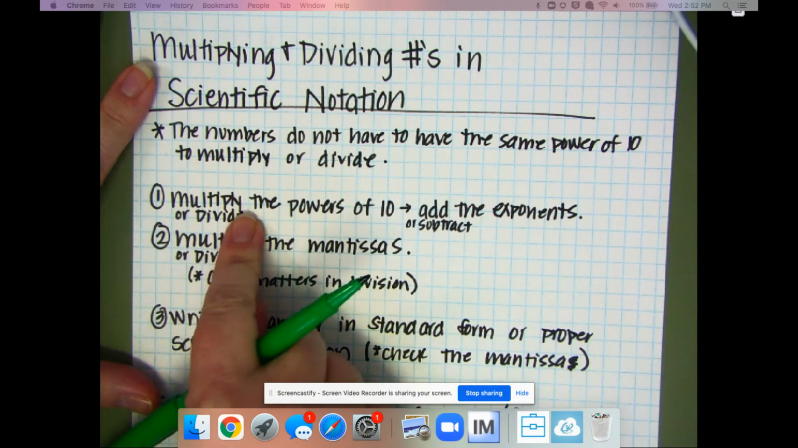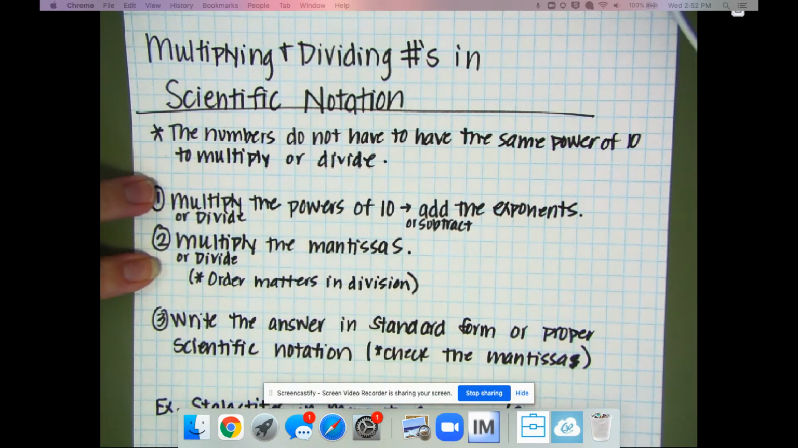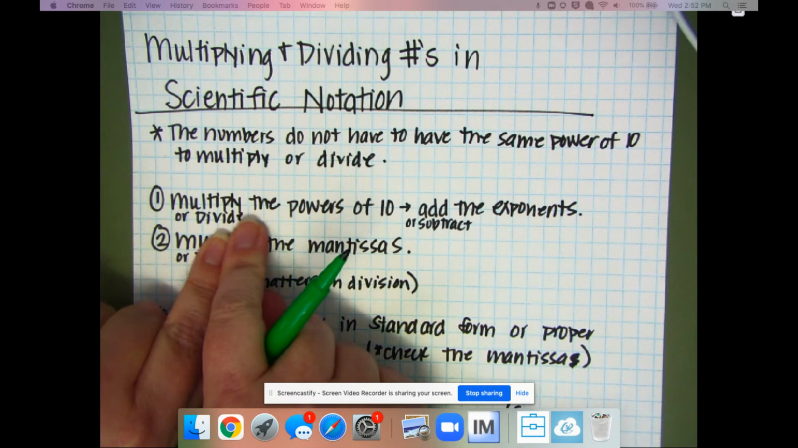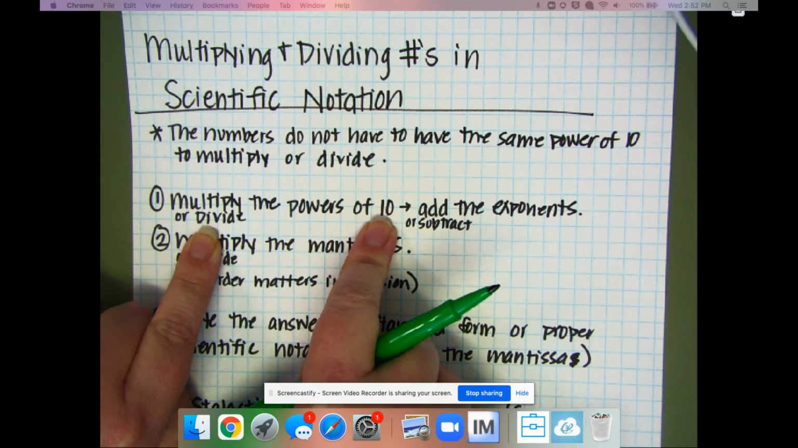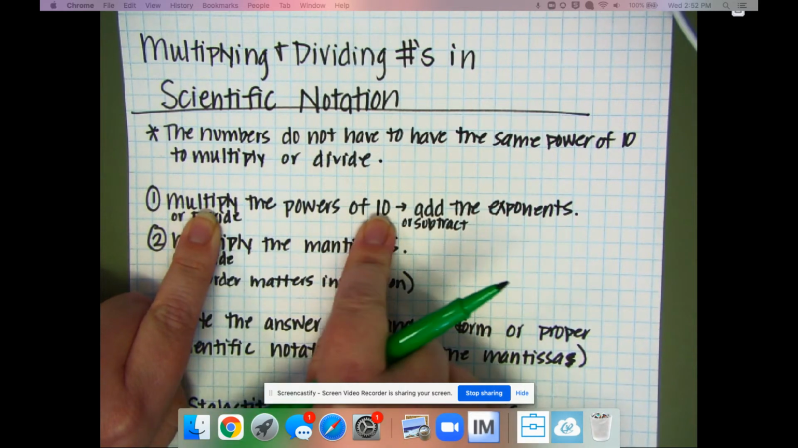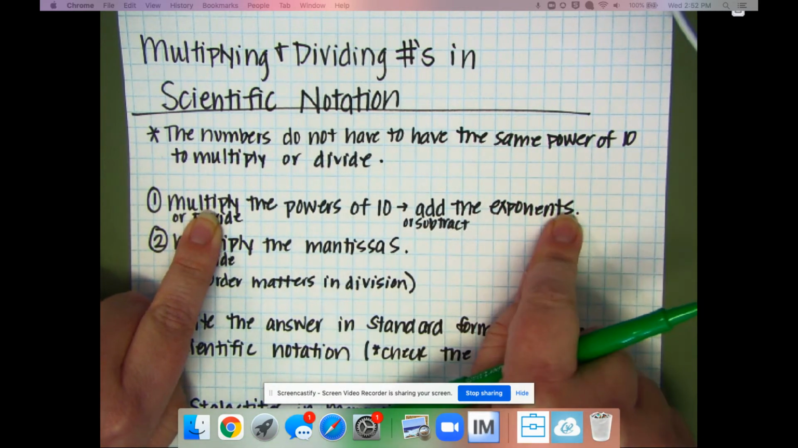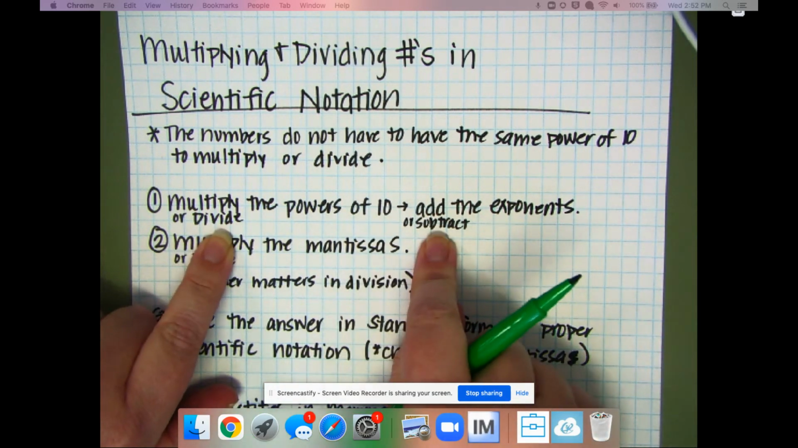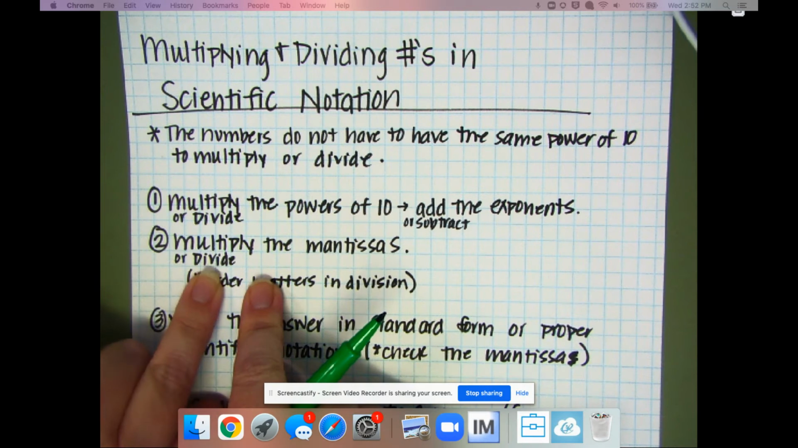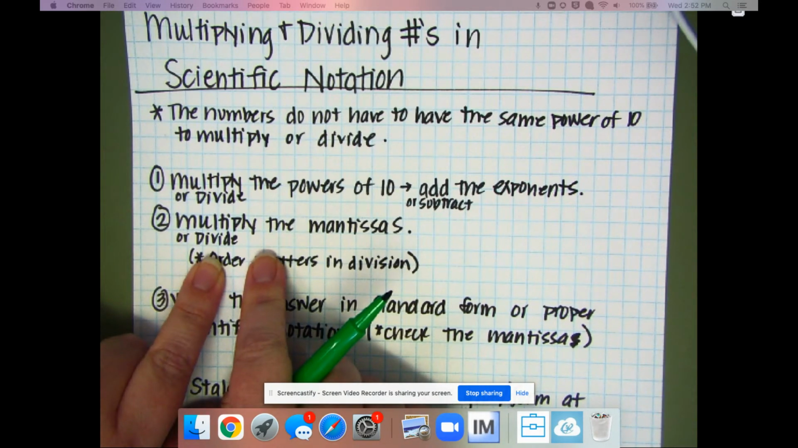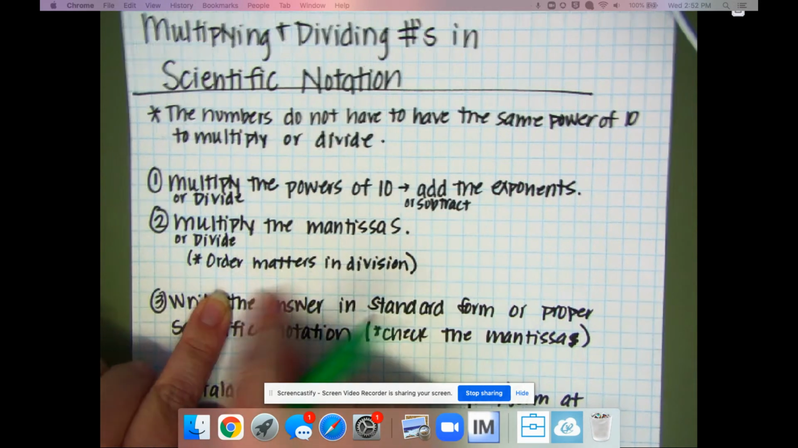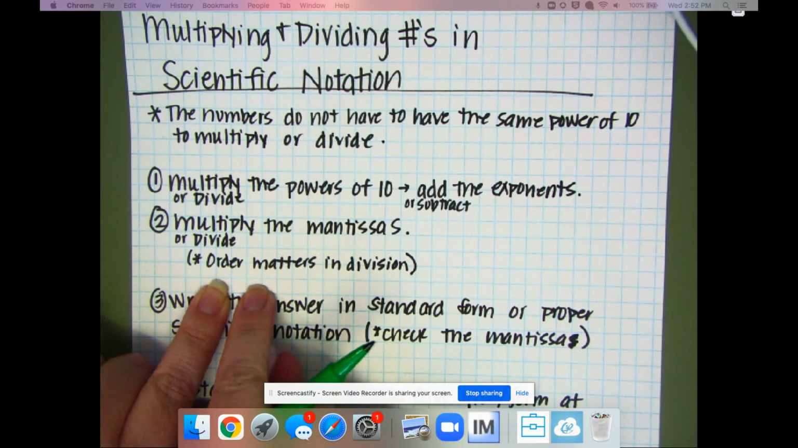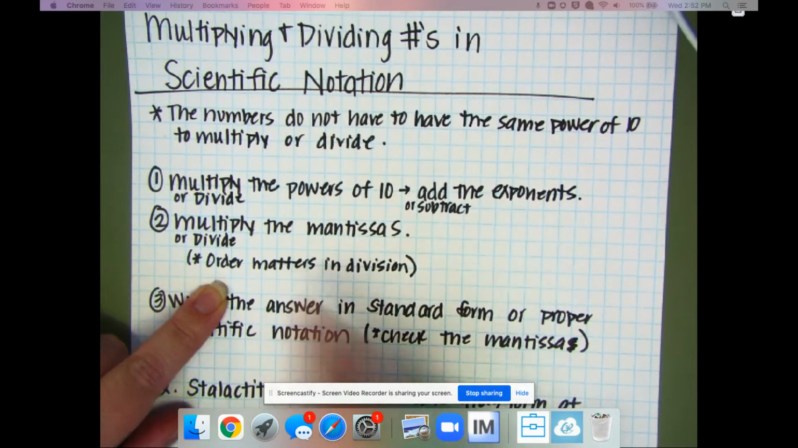So, first step, and these two steps, it honestly doesn't matter which order you do them. But two steps here, you're going to multiply or divide the powers of 10. Of course, if you're multiplying those powers, the base stays the same and you just add the exponents. If you're dividing those powers, the base stays the 10 and you subtract the exponents. And then you're also going to multiply or divide the mantissas. Remember that when dividing, that order matters. So you have to make sure you know the order for division.